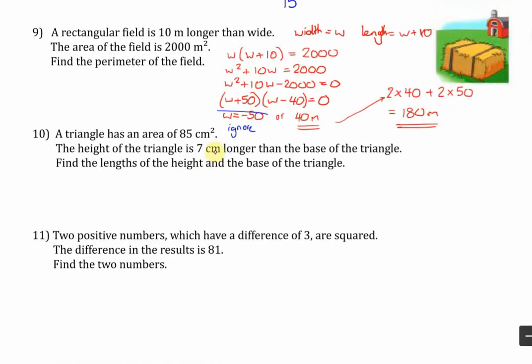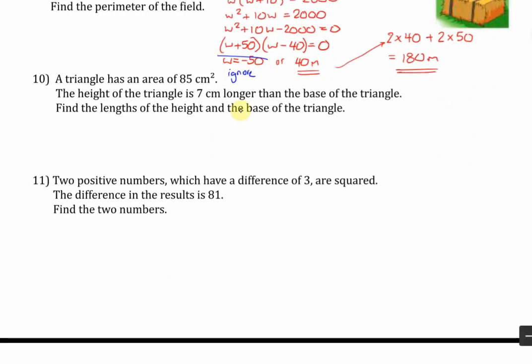Okay, number 10. Triangle has an area of 85 square centimeters. The height of the triangle is 7 centimeters longer than the base. So if the base is B, then the height is going to be B plus 7. And how do we find the area of a triangle? We do the base times the height, we times by half or divide by 2.